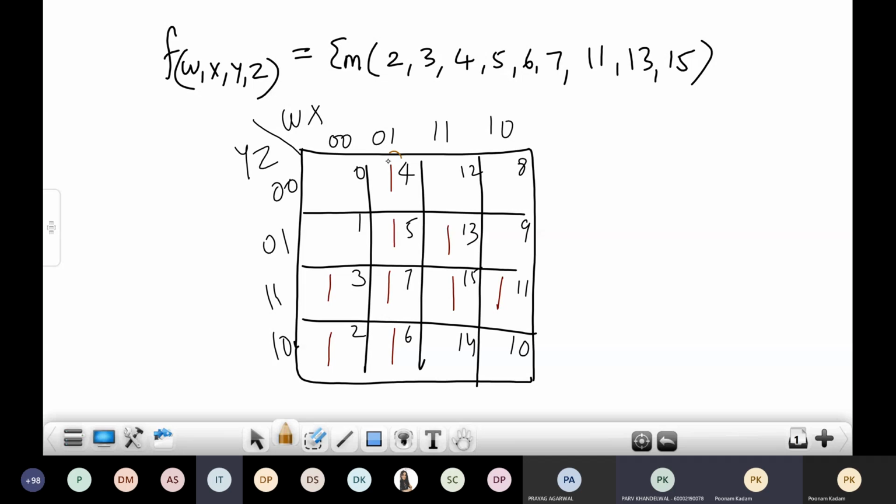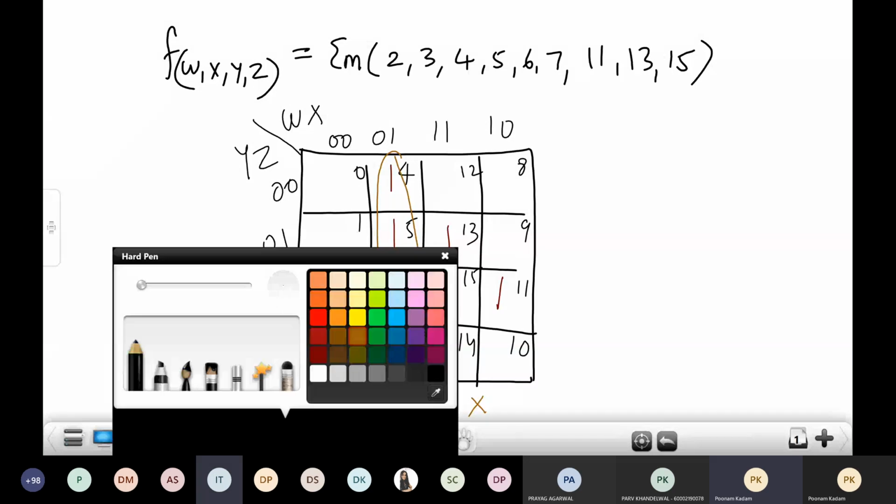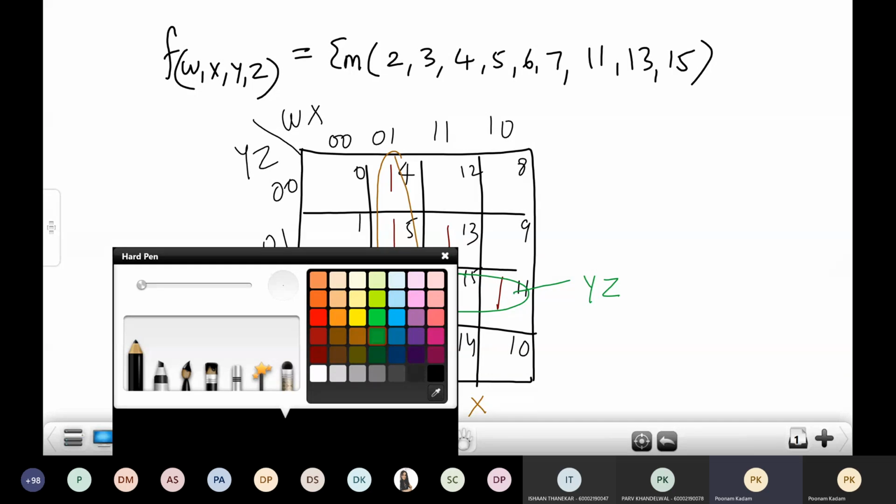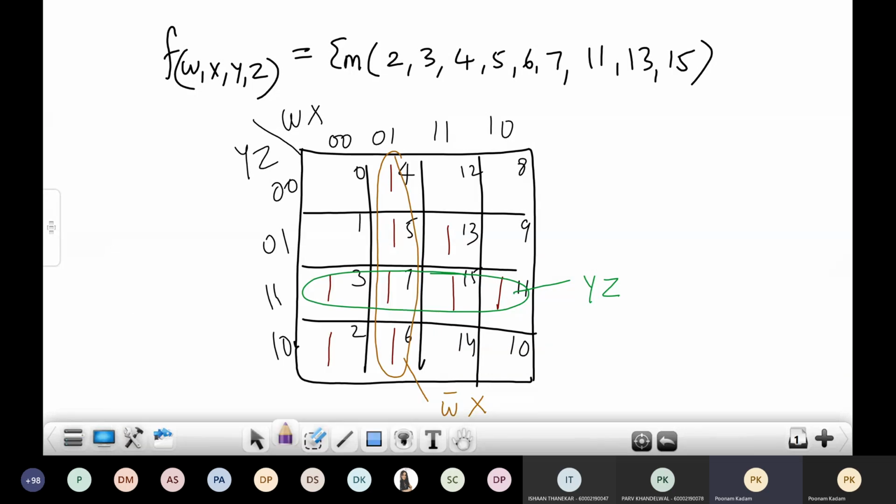You can make a group of these four cells together and the prime implicant is W bar X. Ma'am, but a better equation would be with 5. You can make a group of these four cells together and you get the prime implicant YZ. Next, you can make a group of these four cells together and you get a prime implicant W bar Y.